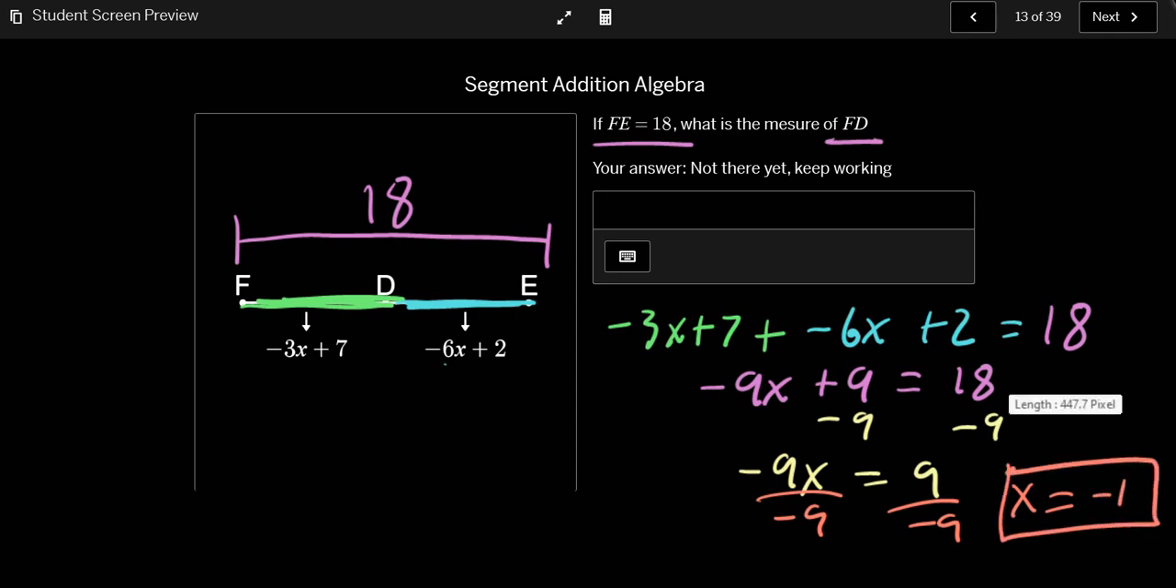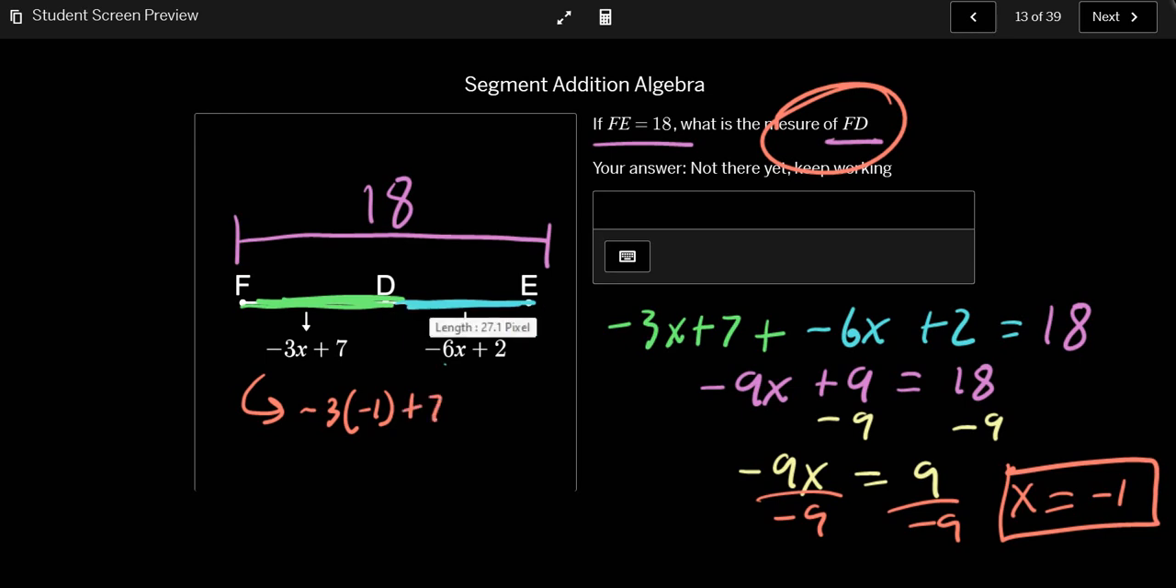Now the question does not ask for x. If we go back and read the question, it wants to know what is the measure of FD. You have to read your questions carefully. So we go back, FD is negative 3x plus 7. So if I plug in my negative 1, I get negative 3 times negative 1 plus 7, which is positive 3 plus 7, which is 10. So what does FD equal? It equals 10.